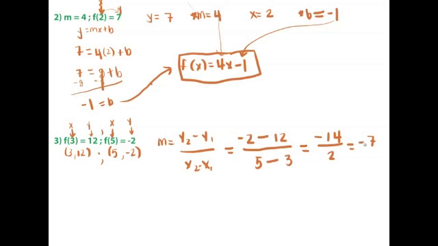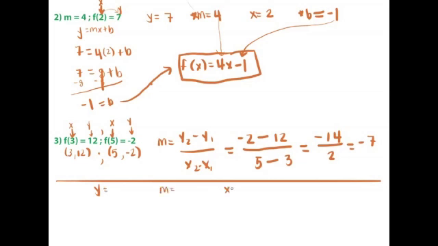So I know that my m for this is negative 7. Let me draw a line here so that we can start sorting out our information, okay? We're still on number 3. Remember, I'm trying to figure out what y equals, what m equals, what x equals, and what b equals. All this work I just did helped me find m, so I figured out that m is negative 7.